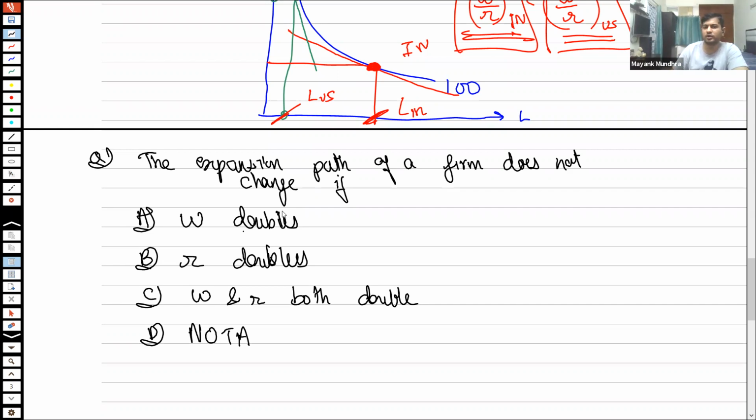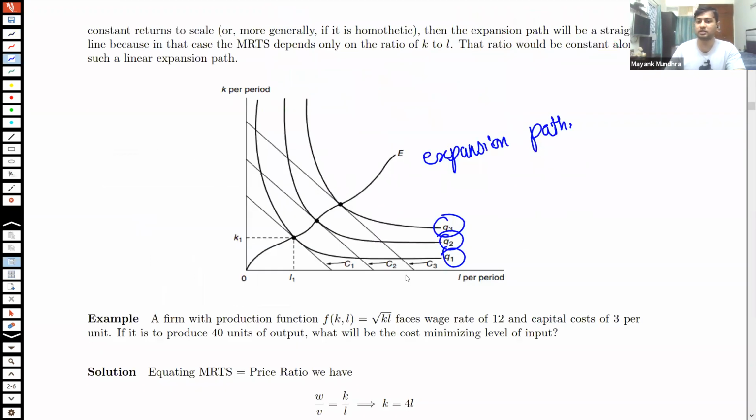Because you see, one of the equations is MRTS equals the price ratio, right? So equation 1 is MRTS equals the price ratio. Now, if both of them double, then the MRTS value does not change. So MRTS remains the same, so you'll continue to pick the same point that you were picking earlier. Okay, so the tangency point remains the same. So for different isoquants, you are going to continue picking the same point. So in C, the expansion path will not change.